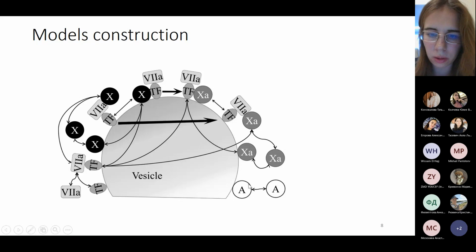In one calculation, we include molecule A. It is a molecule which is a competitor for the binding site. So it is a molecule which can reversibly bind to the membrane like factor 10 did, but it can't interact with the extrinsic tenase. So it is only a competitor which can bind to some binding sites and make them not available for factor 10.